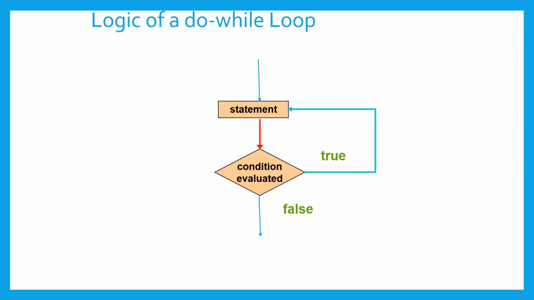So there is a difference when you compare with the while loop, which means that in a while loop, the condition has to be satisfied for the statement to be executed even once. But here the statement is executed at least once, even if the condition is true or false.